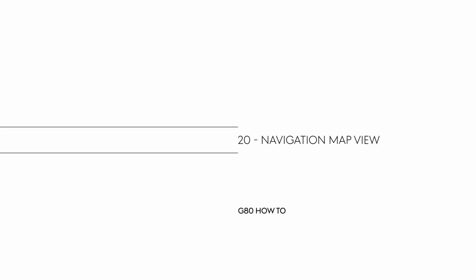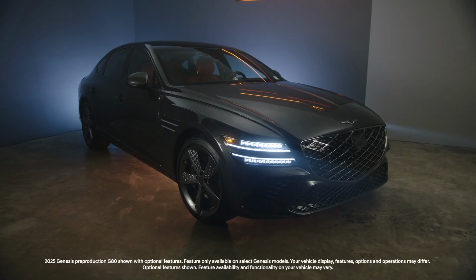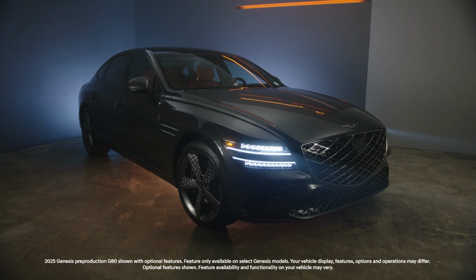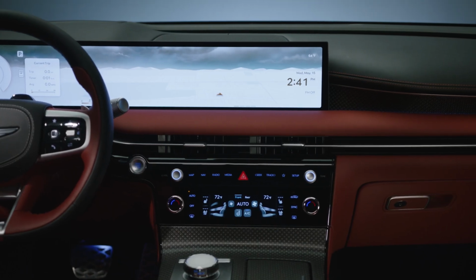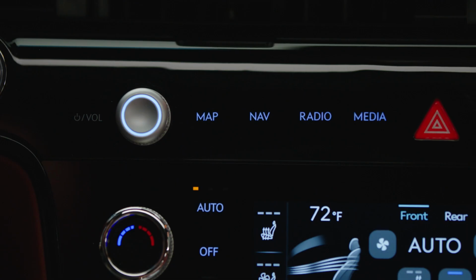This is the Genesis G80. The navigation system in the Genesis G80 offers many in-depth features to help personalize your in-vehicle guidance. To open the map on your navigation system, press the Map button located on the center console.